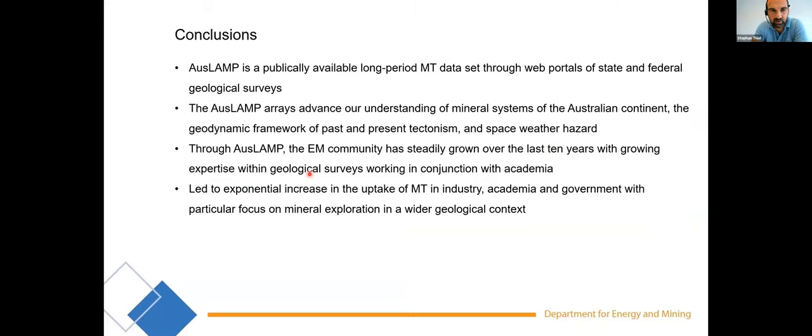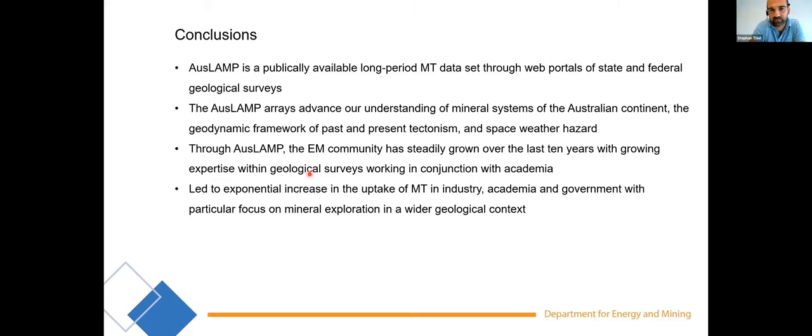So I might wrap up here, for keeping to time. I just want to highlight again that AusLAMP data is publicly available, usually delivered through web portals of state and federal geological surveys. It's really been leaps and bounds in terms of driving our understanding of the mineral systems of the Australian continent, especially from that very regional or continental scale up into the camp scale. That transition is where MT has been shown to be really powerful and to help us understand the mineral system across all scales. And there are also some really nice examples of the geodynamic framework of past and present tectonism.